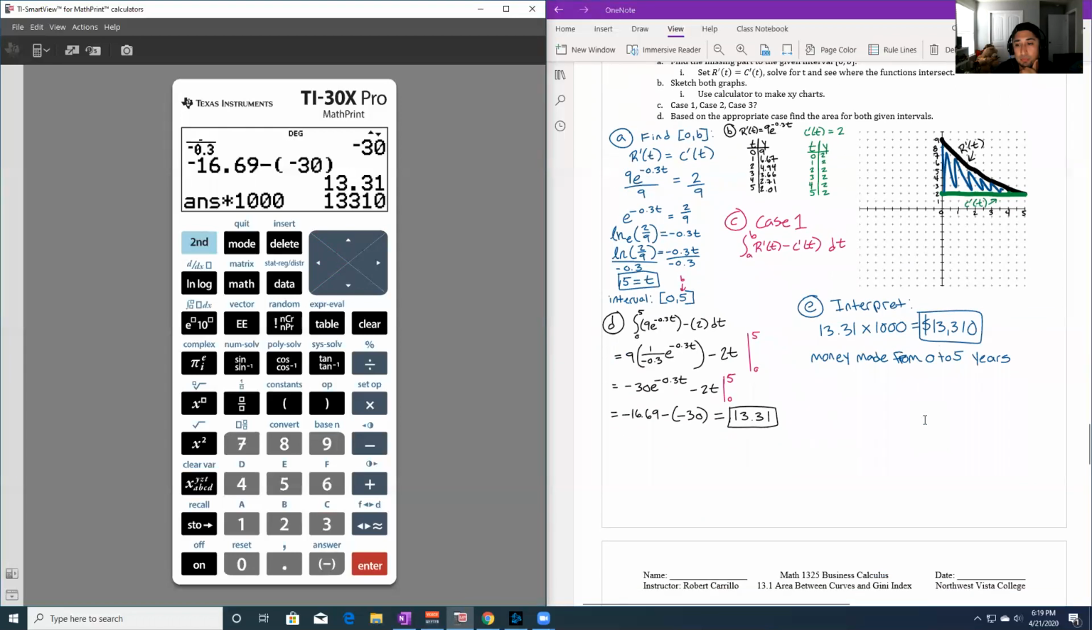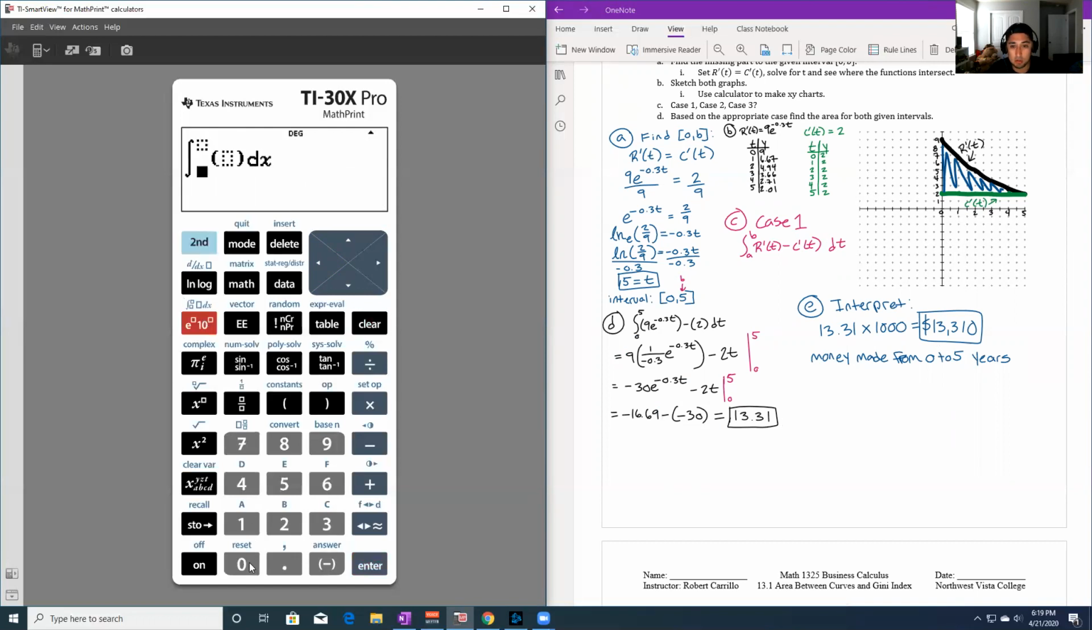All right, there you go. So that's the money that machine made them from 0 to 5 years. Not bad. Oh yeah, I didn't check our work. Let's do it.